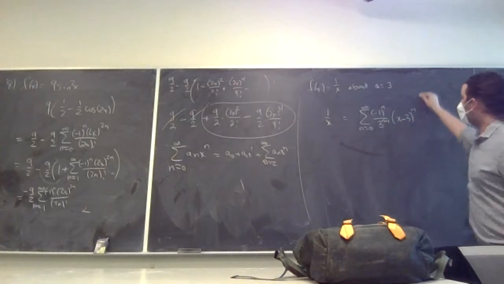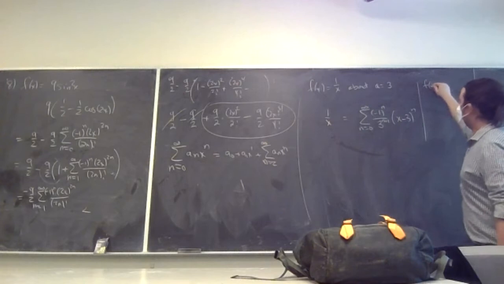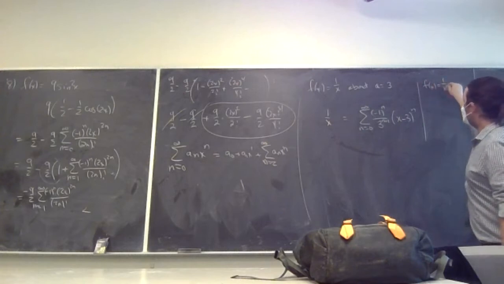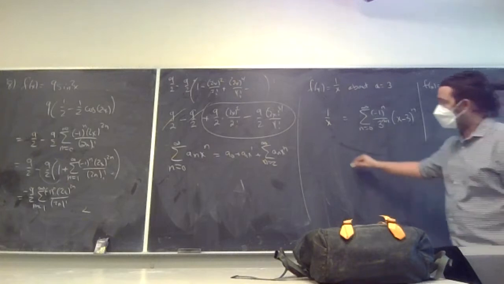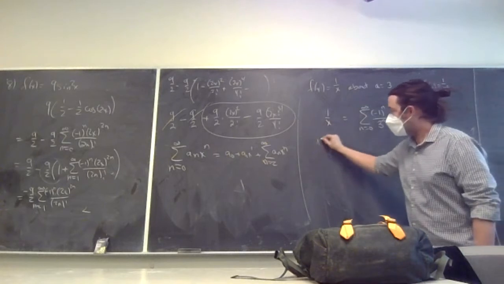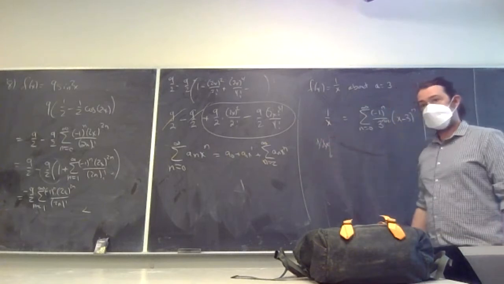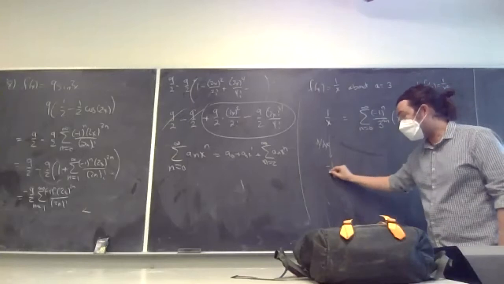Now, it asks you to find another series for f of x equal to 1 over x squared. So the relationship that you want to use here is the relationship of a derivative. But there's going to be a negative sign. Because what is the derivative of 1 over x? d by dx here turns into what function? Negative 1 over x squared.